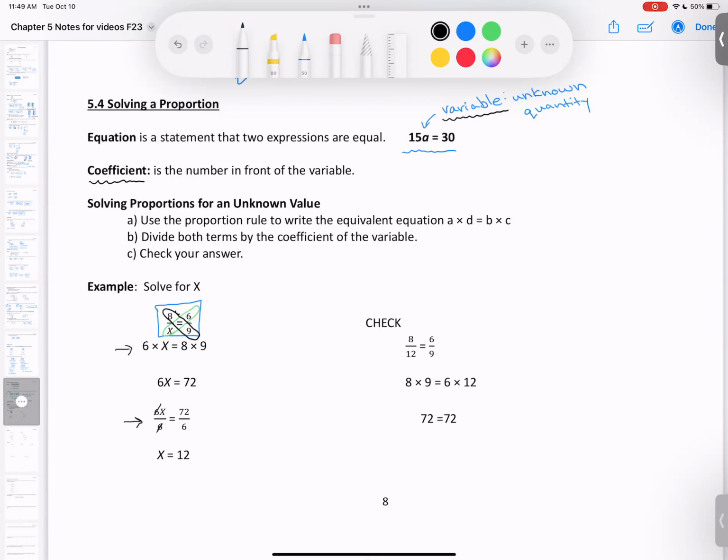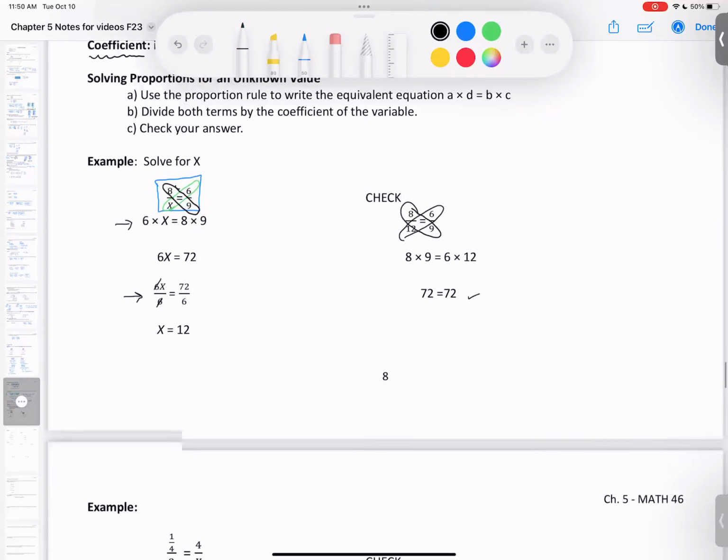If you wanted to check your work, what we're saying is that if we put 12 in for X, that would be a true statement. That equation makes sense. So we could check it by doing that. We're going to put a 12 in where we had the X in our original equation. And then if you do the cross product method here, you should find that 8 times 9 equals 6 times 12. And it does, so we know we're correct.